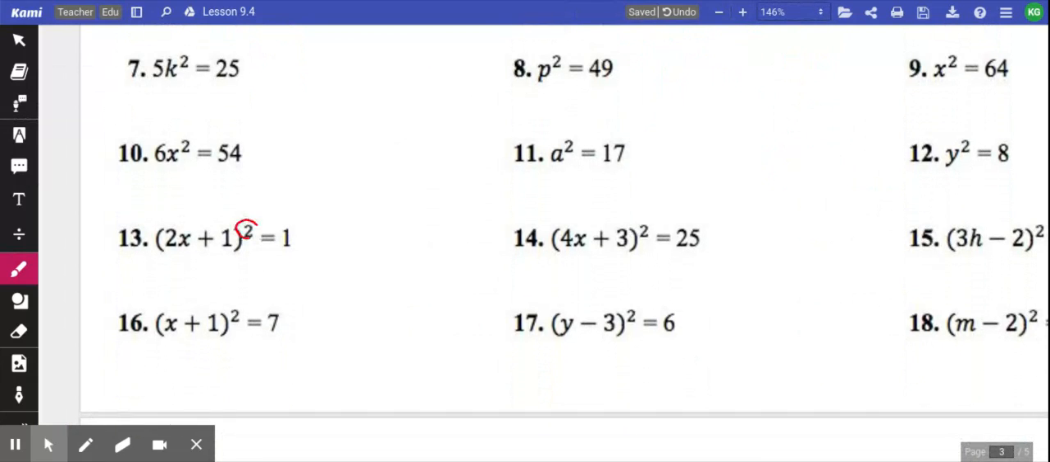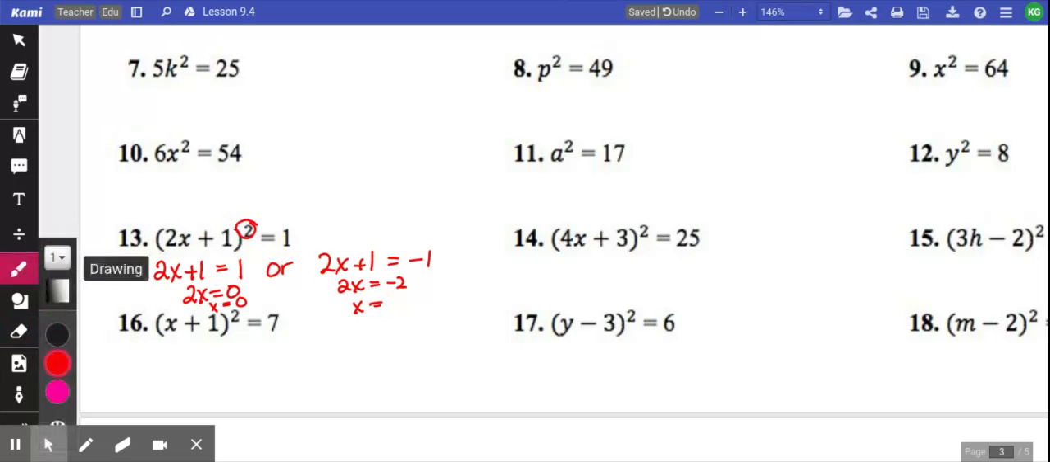On these ones, the first thing I'm going to do is undo the square root. So I'm going to have 2x plus 1 equals 1, or 2x plus 1 equals -1. Subtract 1 to get 2x equals 0. Divide by 2 to get x equals 0. This one, subtract 1 to get -2. And divide by 2 to get -1.